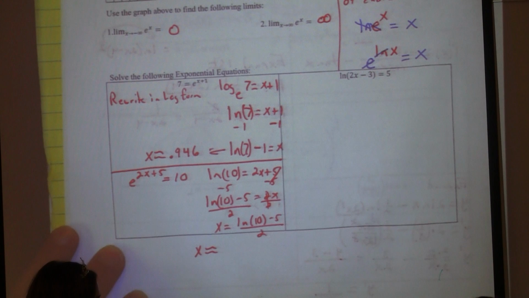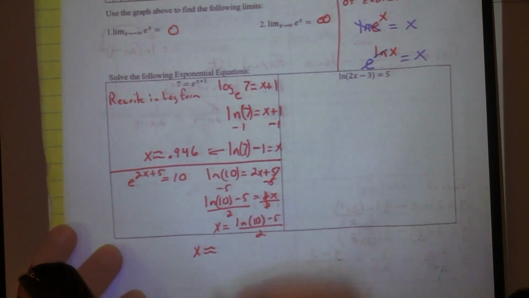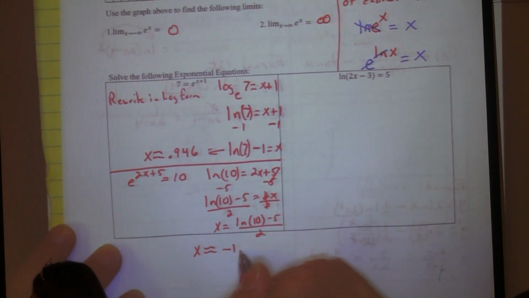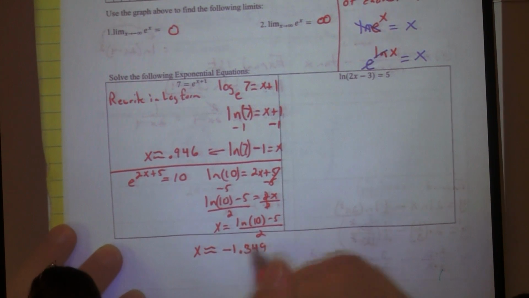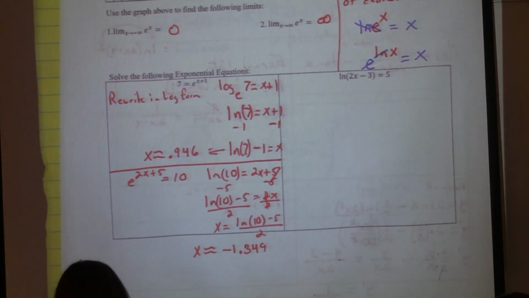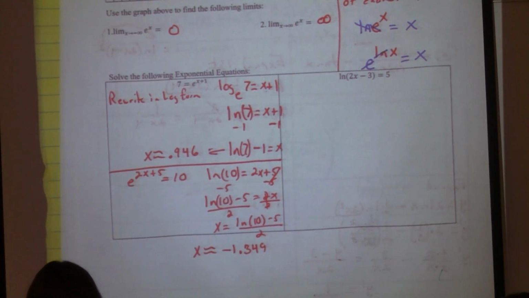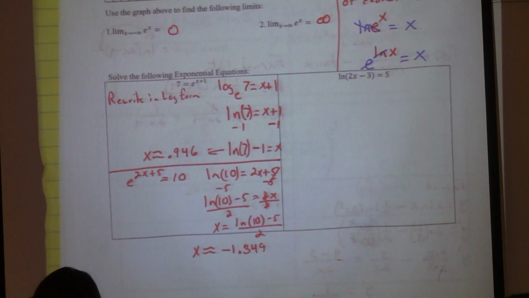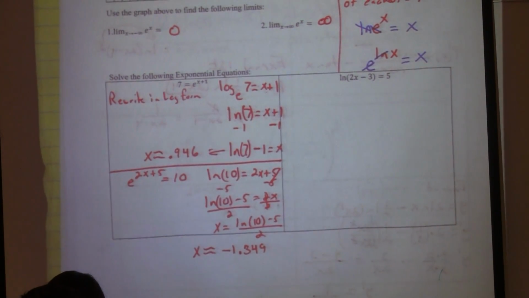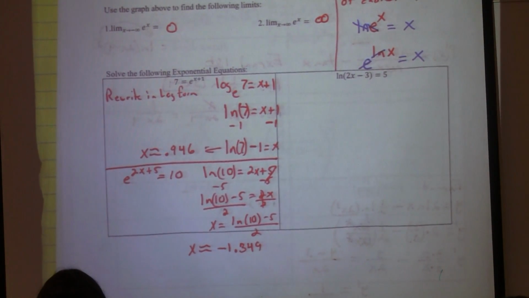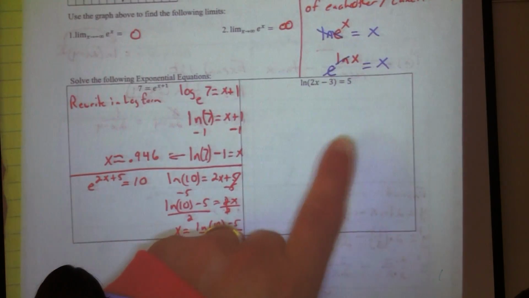What did you get, Mons? Negative 1.349. Negative 1.349? Yeah? Round to 3 decimal places, okay? Cool? Alright, so this is not calculus, this is all review from Algebra 2 and Pre-Calc. Let's try this last one here.